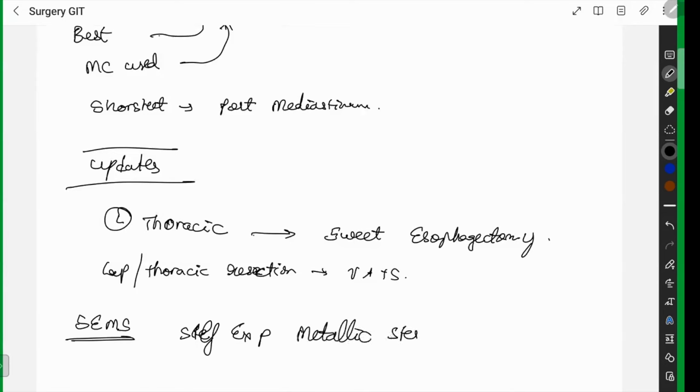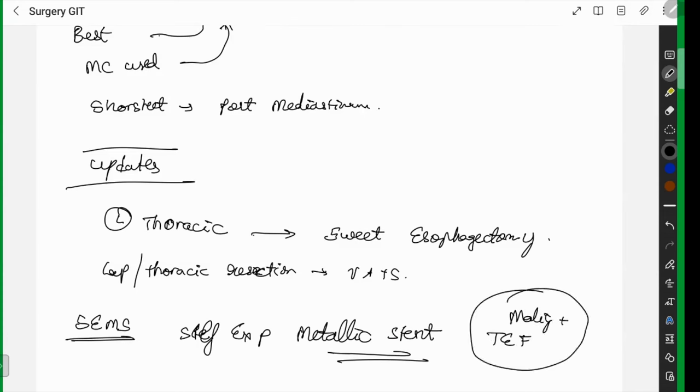So, why do we use this? We use this if there is a TEF. When there is a malignancy along with a TEF, you go for a self-expanding metallic stent. The most common complication of this is going to be migration of the stent.